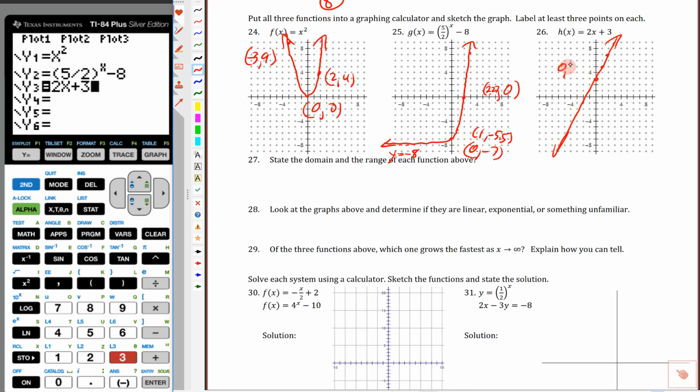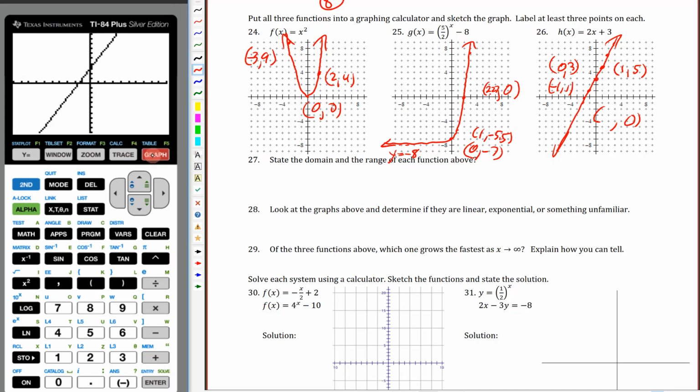This one crosses at 0, 3. That point right there would be 1, comma 5, because if we went over 1 from 3, we'd count up 4 and 5. And let's get that point right there. You can kind of count your way to that one. That one's -1, 1. And then I am going to put a little point right here for the x-intercept. But let's see if we got this right.